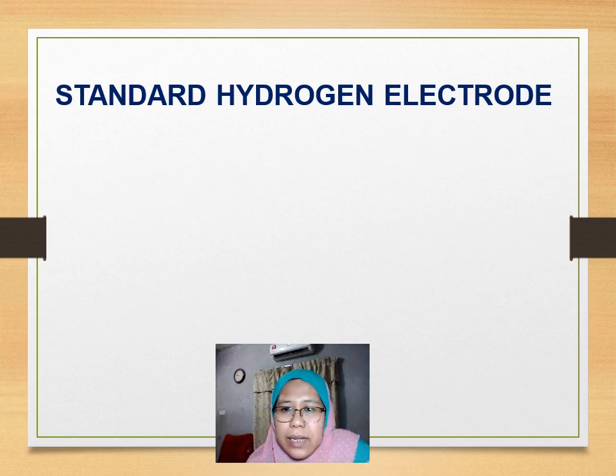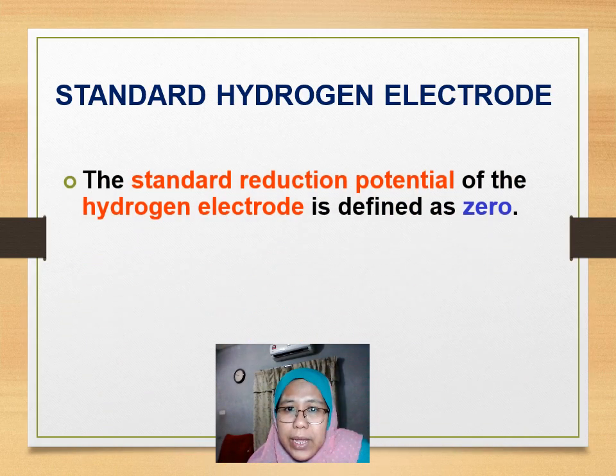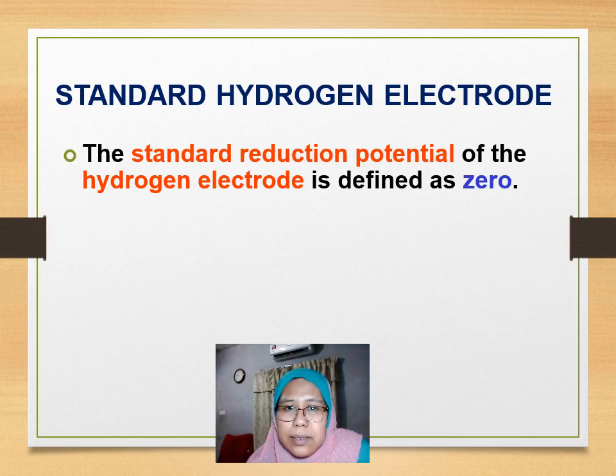What is standard hydrogen electrode? Standard hydrogen electrode is the standard electrode that we use to measure the reduction potential of the other elements. How do we do that? Because we use the standard reduction potential of hydrogen electrode, which is 0.